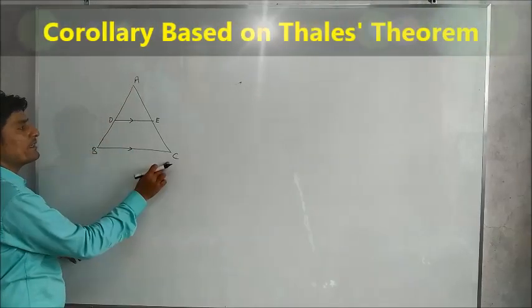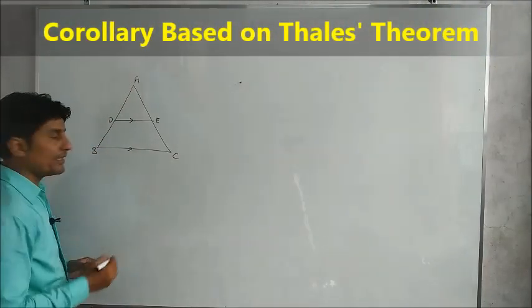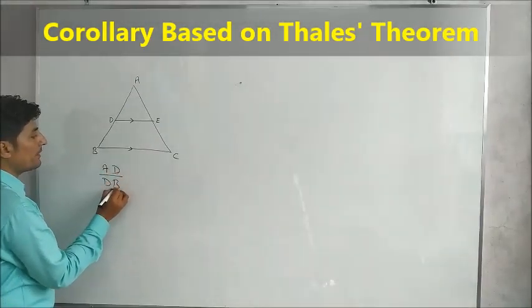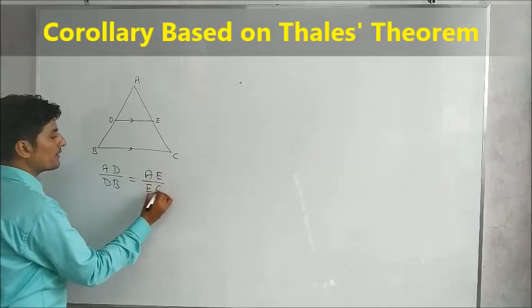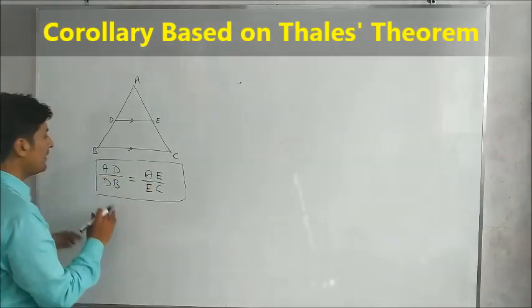If ABC is the triangle in which DE is parallel to BC, then according to the Thales theorem, we can write AD upon DB equals AE upon EC. Based on this theorem, let us see some other corollaries.